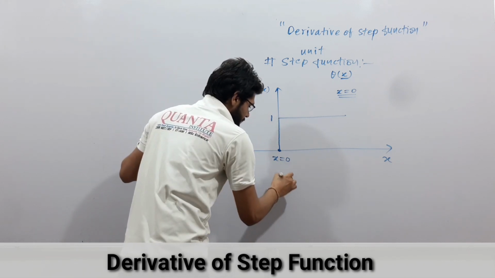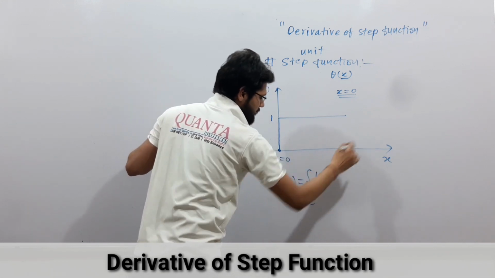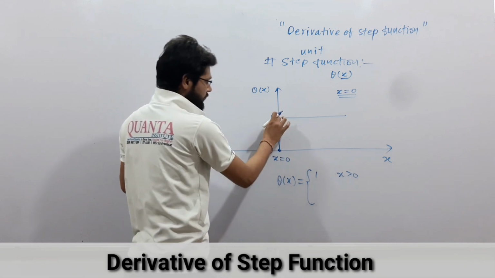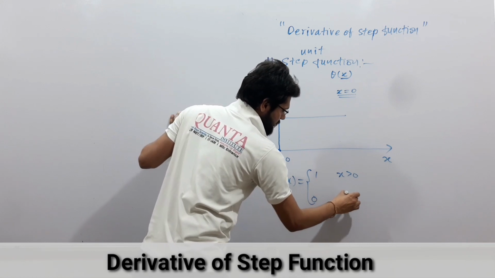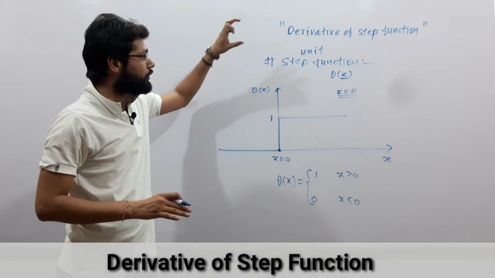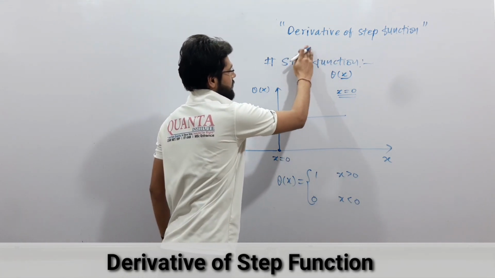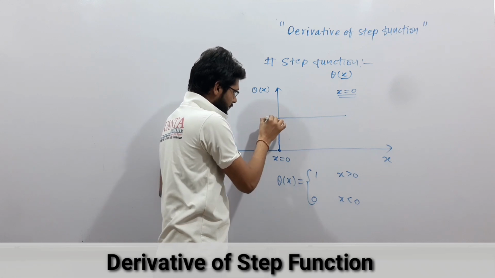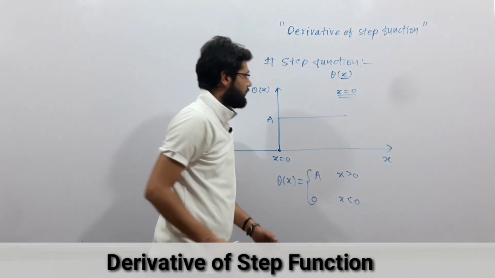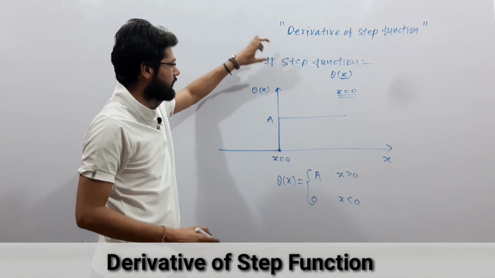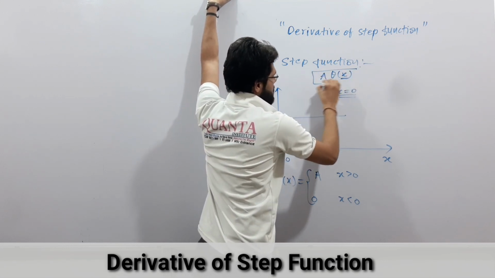So the unit step function can be defined in this way. This thing will be 1 where x is greater than 0, and this thing will be 0, as you can see here, if x is less than 0. If you just call it a step function, then there may be some constant a here, and you will write a. So this is written as a theta x.